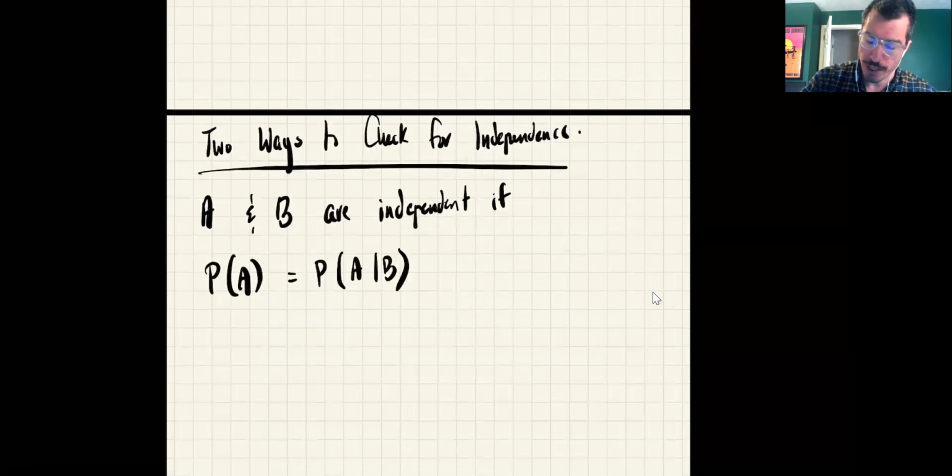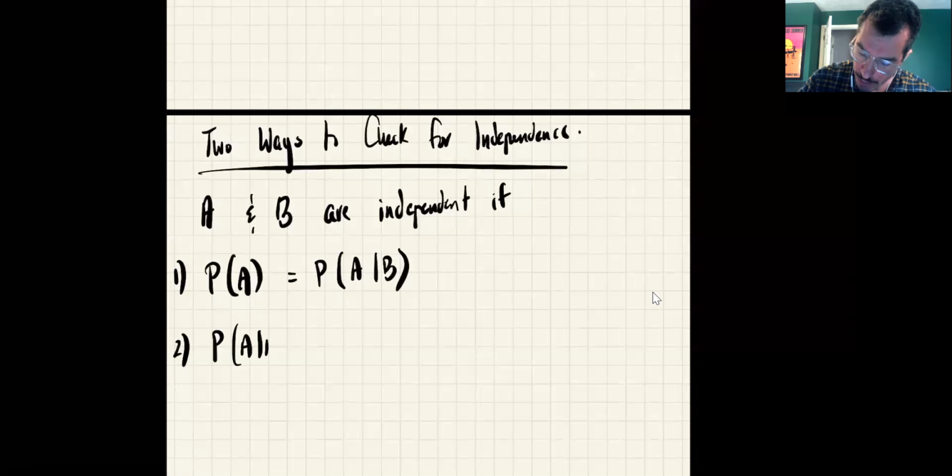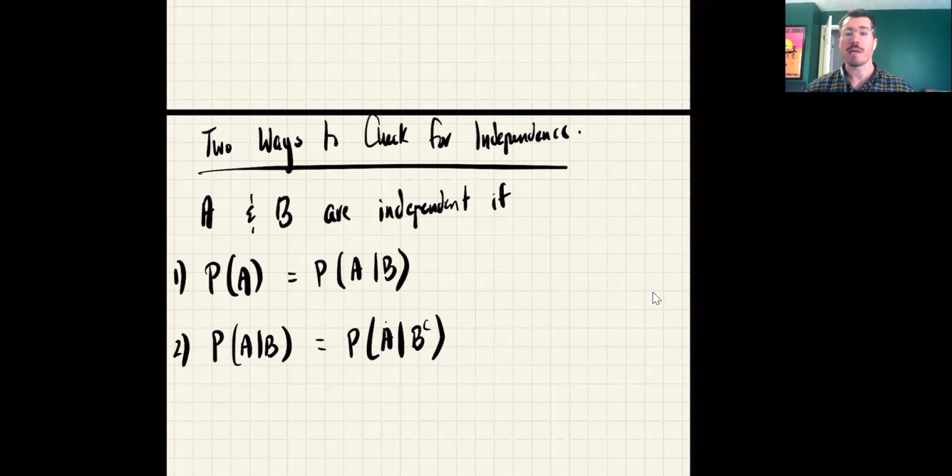The other way that you can check it is the probability of A given B should equal the probability of A given not B. So if, for example, the probability of your bus being late when it was snowing was the same as the probability of your bus being late when it wasn't snowing, then again, those two things wouldn't have any impact on one another and the events would be independent.